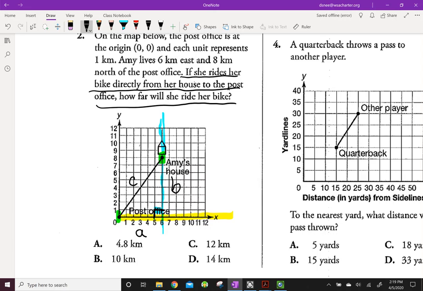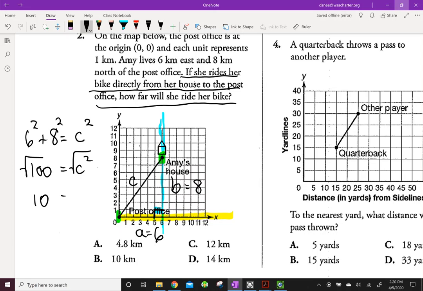And I just count the number of units, right? I went out to 6, so A went from 0 to 6, so that's 6 units. And B goes from 0 all the way up to 8, so B equals 8. Okay, so 6 squared plus 8 squared equals the long side, the hypotenuse, or the distance between Amy's house and the post office. And 36 plus 64 equals 100. And the square root of 100 equals 10.